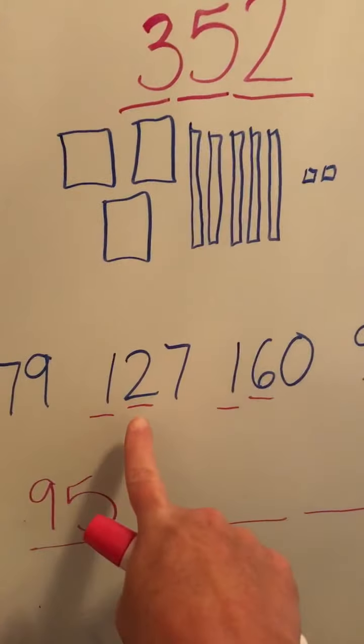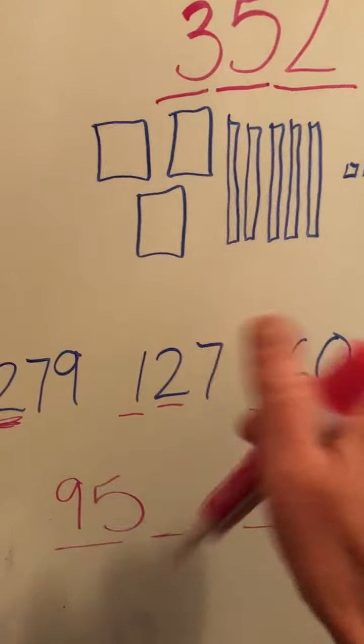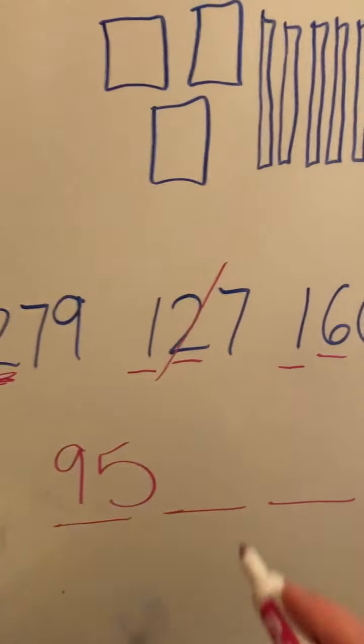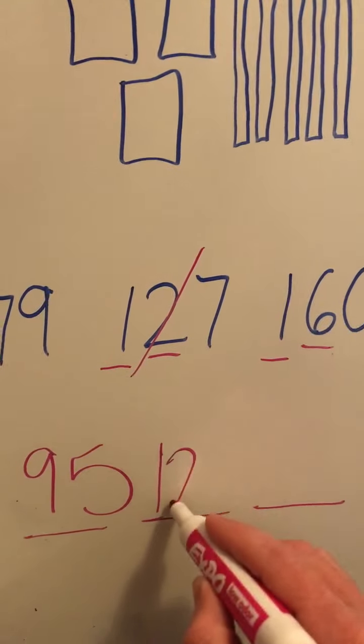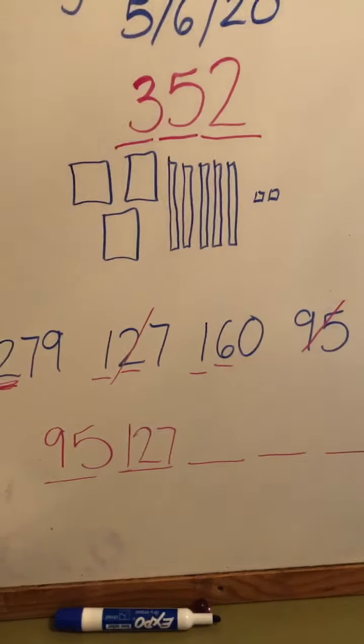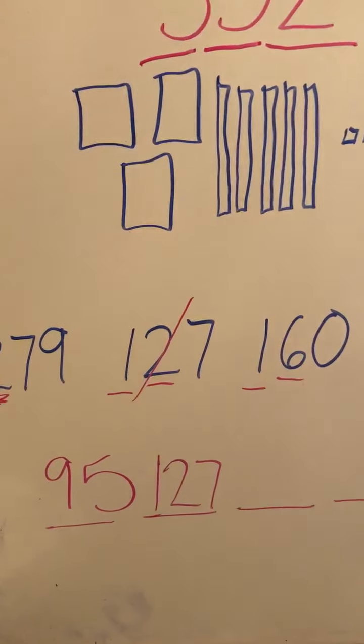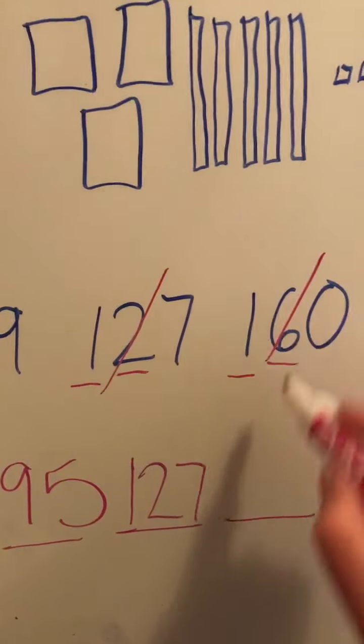This would have 2 10 sticks. This would have 6 10 sticks. Which one is the least? You got it. It's 127. That would be the next number from least to greatest. Okay, and of course we know that if this one came next, then this one would be our third number, correct?